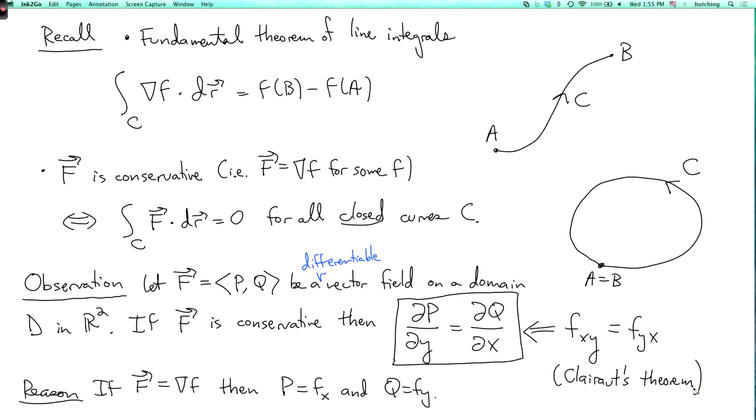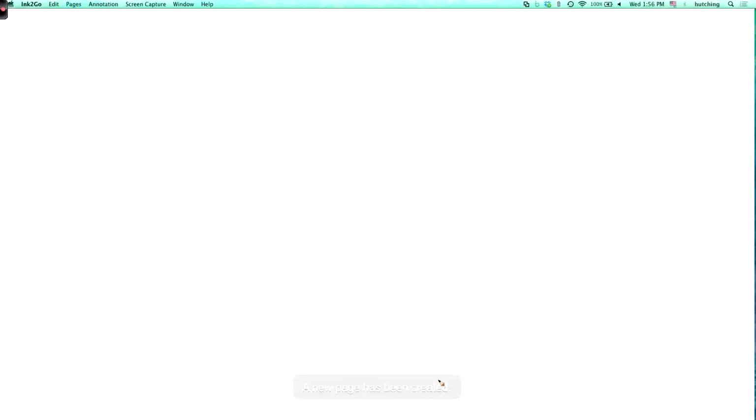So if F is the gradient of a function f, then looking at the mixed second partials of f and knowing that they're equal gives you this equation, dP/dy equals dQ/dx. So that's a useful test for when a vector field is conservative. So let's do an example.